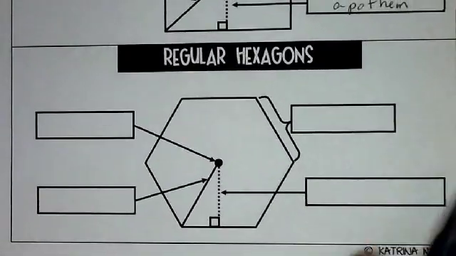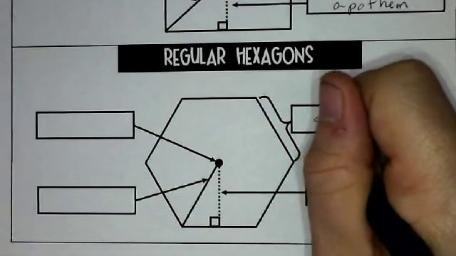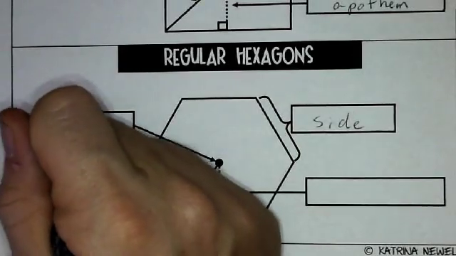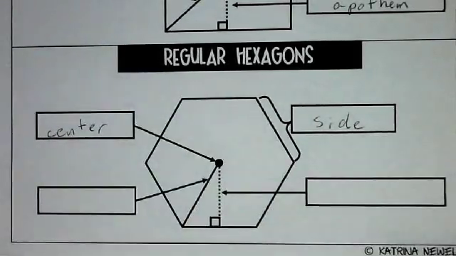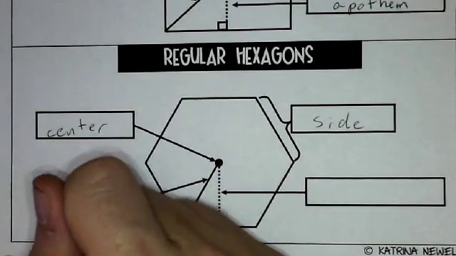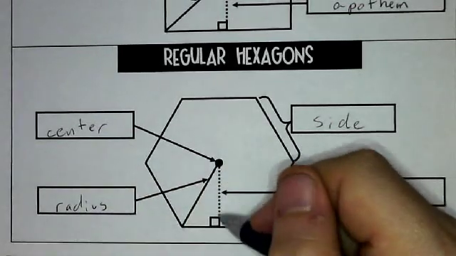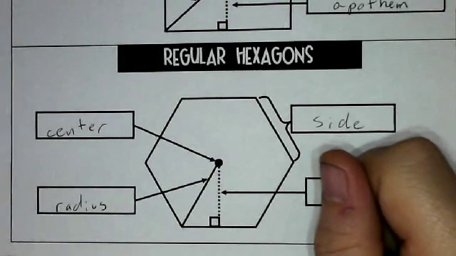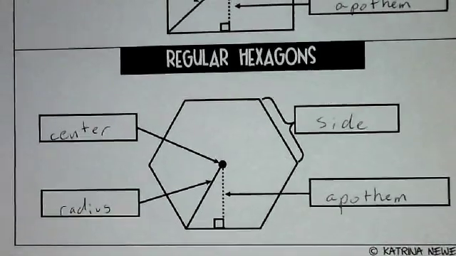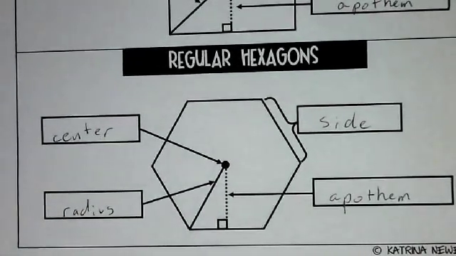Now let's look at one more shape. That's our regular hexagon. Not a special name for this one, just a regular hexagon. This would be our side, and remember that all the sides are the same because it's regular. The center point is our center. The line that goes from the center to the corner is our radius. And the line that goes from the center to the side is our apothem. Now, knowing what these are doesn't help us much to find the area unless we can figure out how all of these things are related.